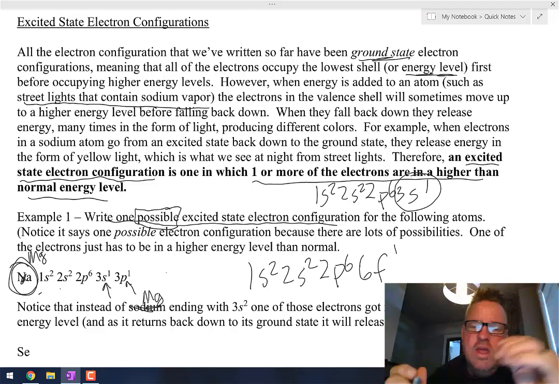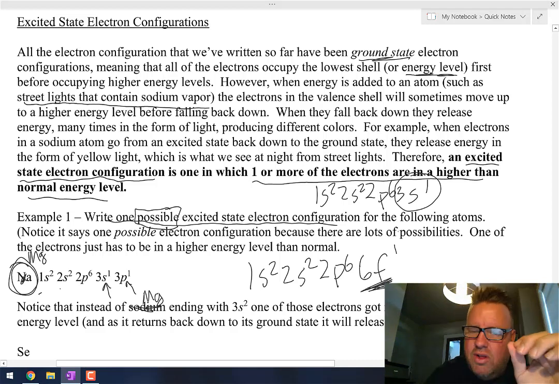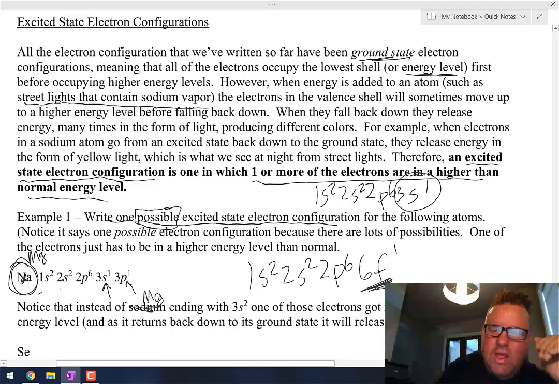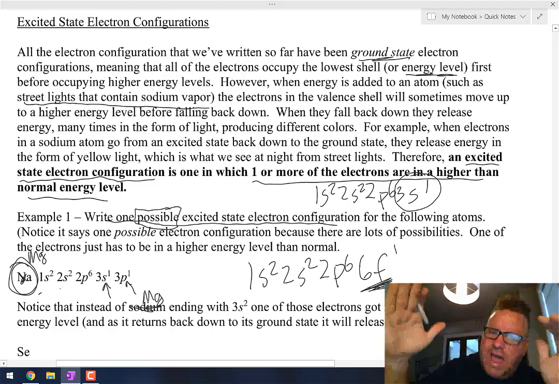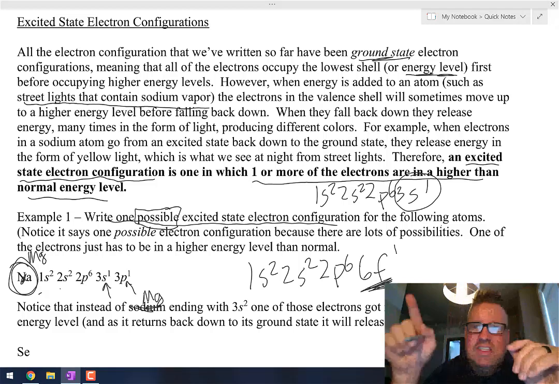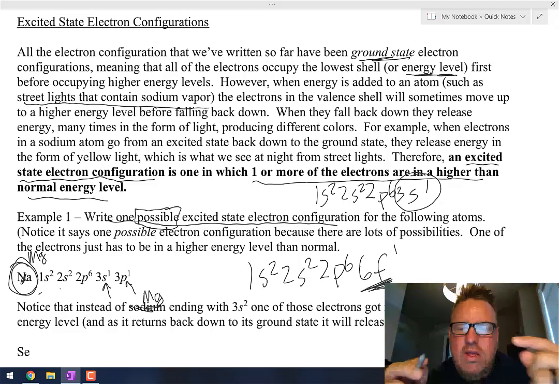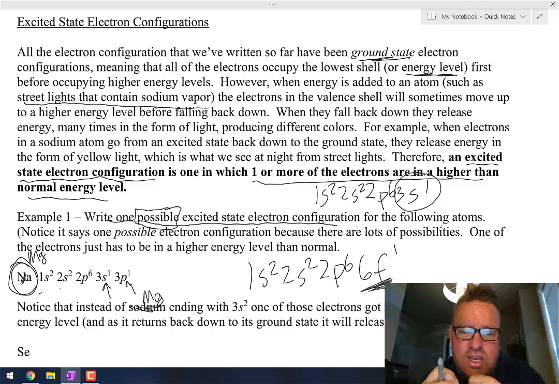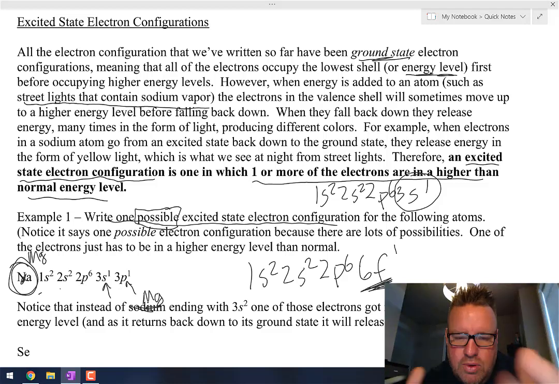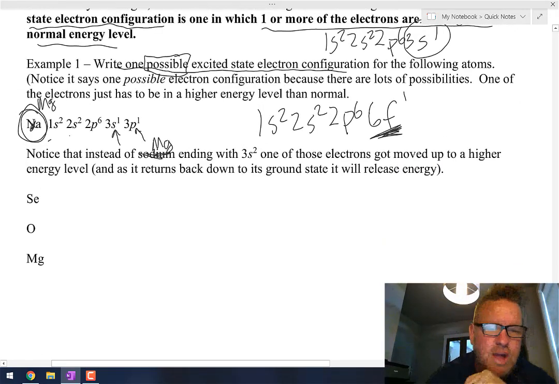Now, once it gets to this higher energy level, let's say on sodium, that's very unstable. It's way, way higher than it's supposed to be. So what happens is it falls back down. It comes back to the ground state. And when it falls back down, that's when it releases the energy, and in many cases that's when you see different colors produced from these elements. So let's look at a couple of examples here.